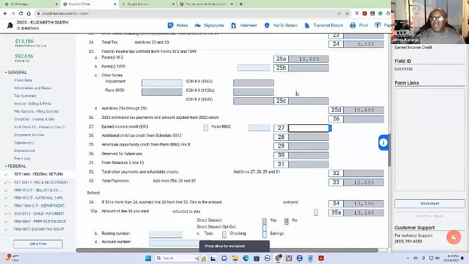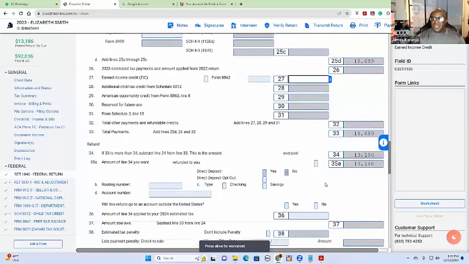The reason why they don't have earned income credit is because they have made more than 48,000. Once you make more than 48,000, you cannot have earned income credit, even if you have kids. So the only thing they are getting is the child tax credit. Okay.